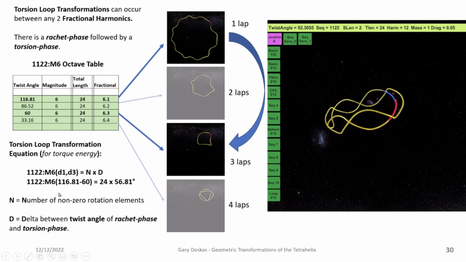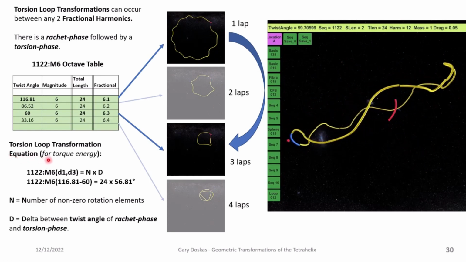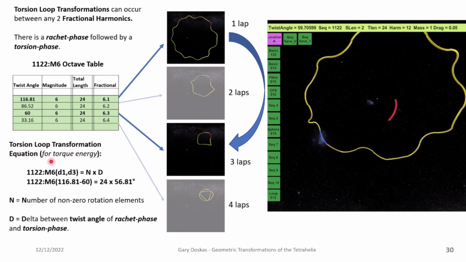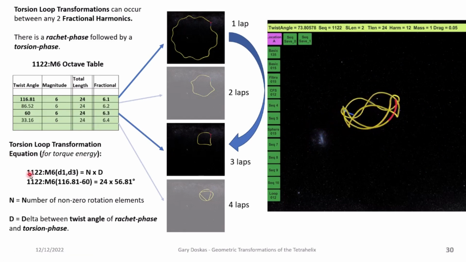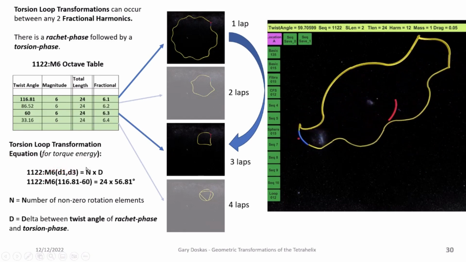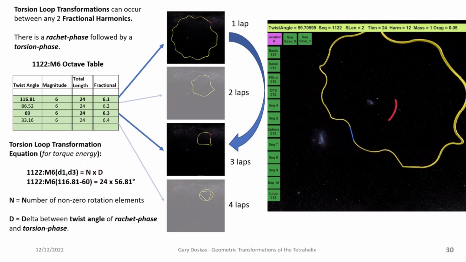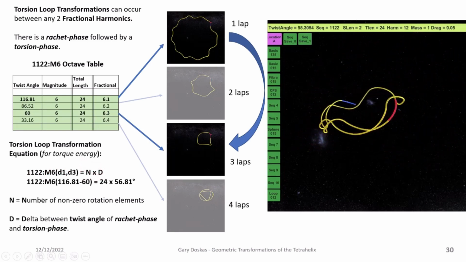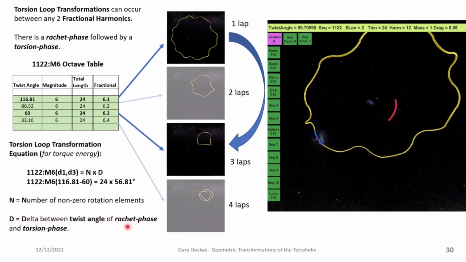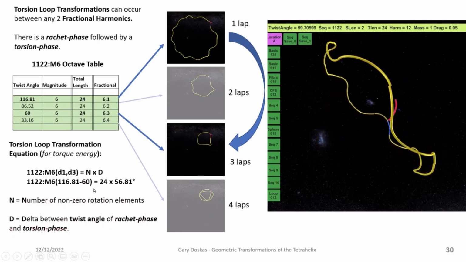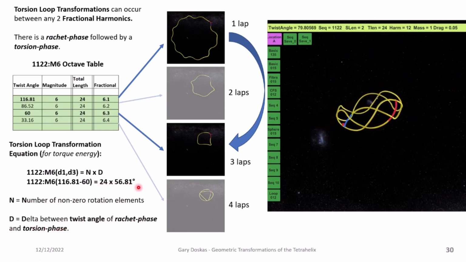I'll just introduce this concept of a torsion loop transformation equation that might represent the stored energy. It's just taking these 4 parameters that I have here and applying a product between the number of non-zero rotation elements, multiplied by the difference, or the delta, between the two angles, the build angle and the torsion angle, to come up with a number. It's just there for reference.